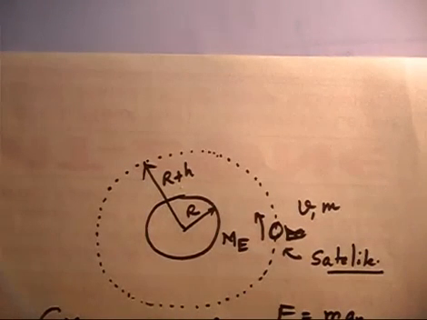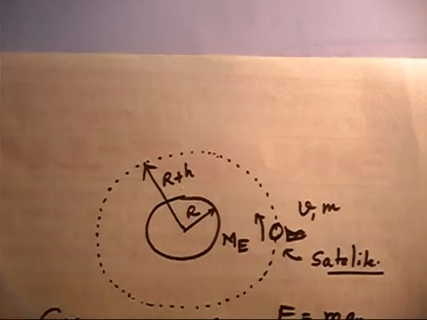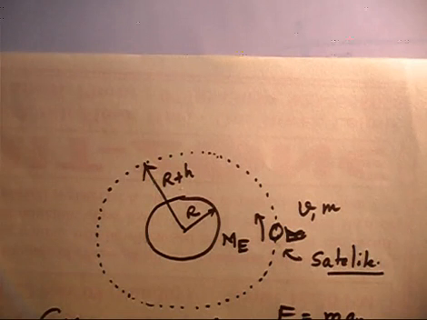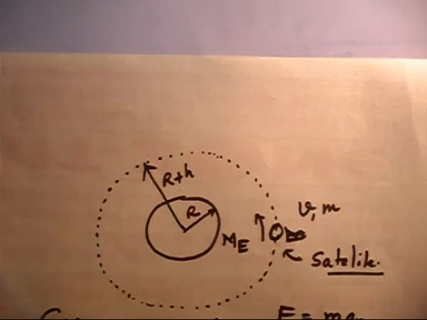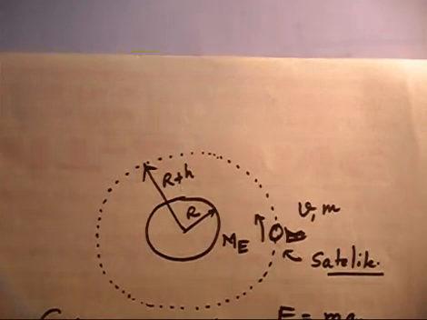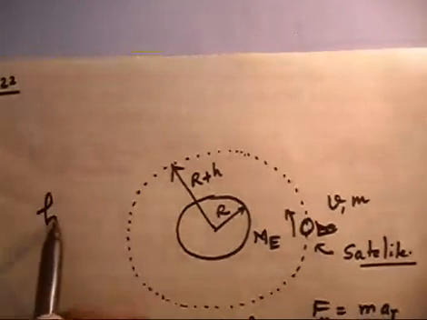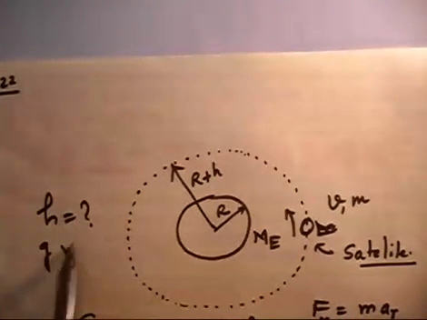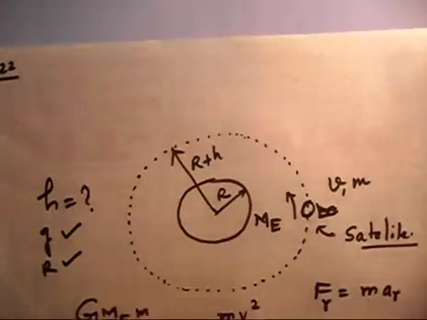Now what does the question ask? Let me read. The radius of the Earth and the free-fall acceleration g on its surface are also known. Find the distance of the satellite from the Earth's surface. So you have to find the small h. g is given to you, and the radius of the Earth is given to you.